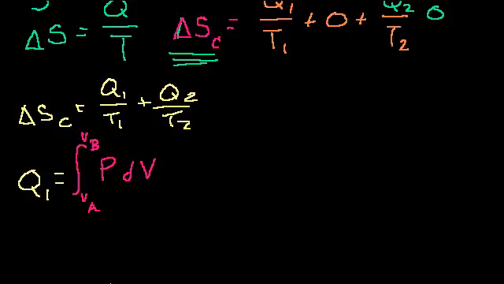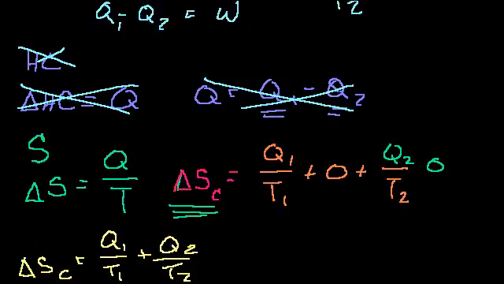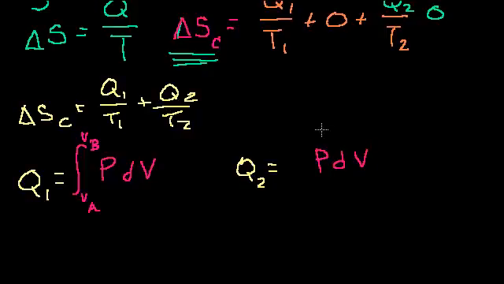And then what's Q2 going to be equal to? Well, Q2 is essentially the same thing. It's going to be the work done by our system, which in this case is going to be negative, because work was done to our system as we go from here to here. That's when Q2 was operating. The heat was being taken out of the system. We go from VC to VD.